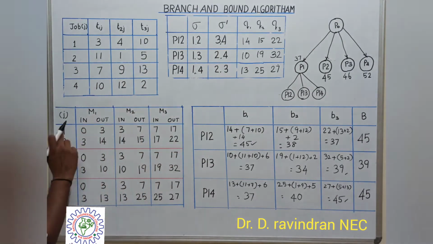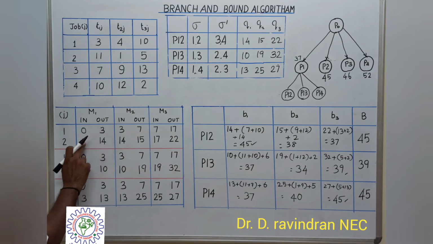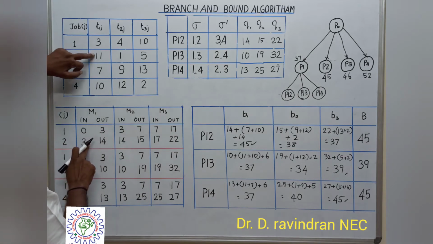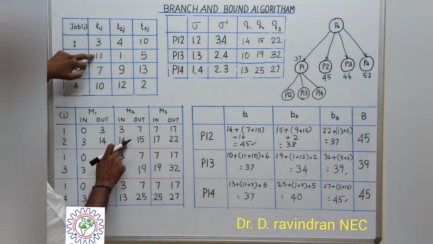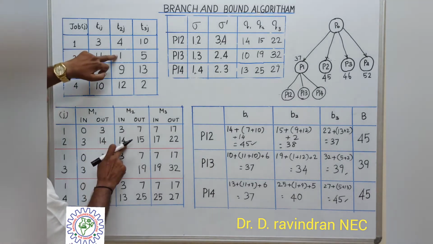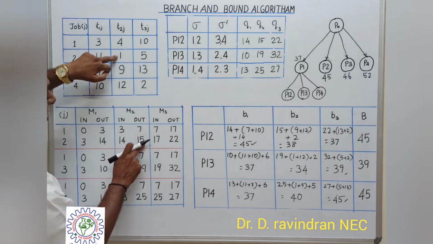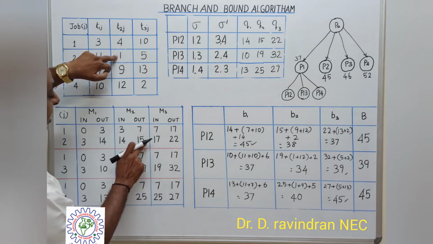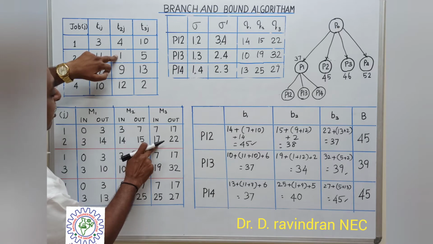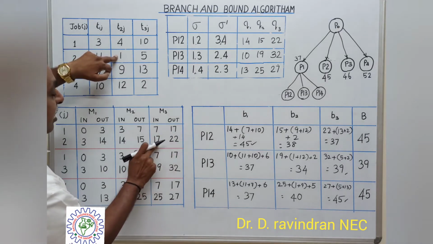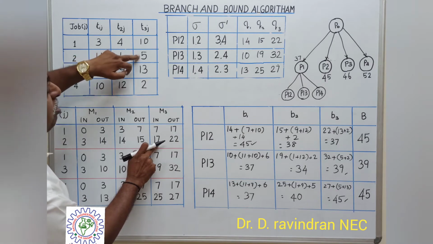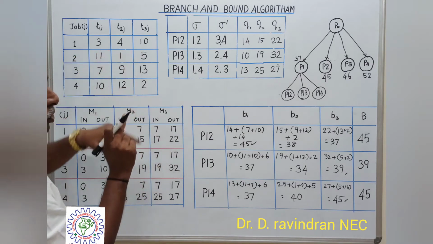Now after that, when you feed the second job, it enters at 3 hours, and there it is processed for 11 hours, so it comes out at 14 hours. At 14 hours it can enter machine M2, where it is processed for 1 hour, that is a total of 15 hours. Then it enters machine M3 only at 17 hours, because only at 17 hours is machine M3 free. From 17, it is processed for 5 hours, so it is 22.